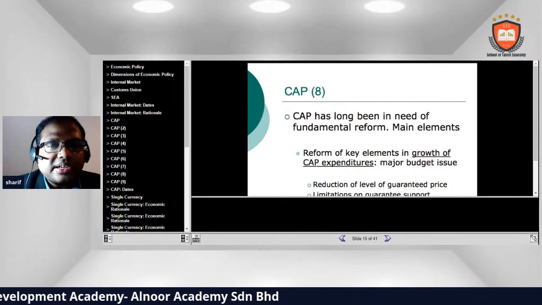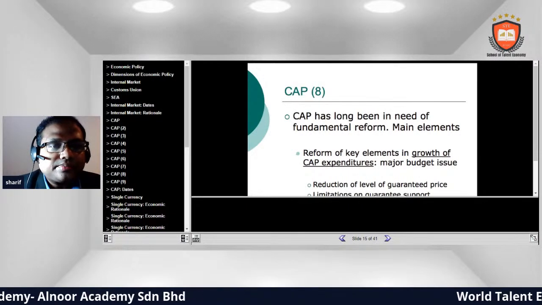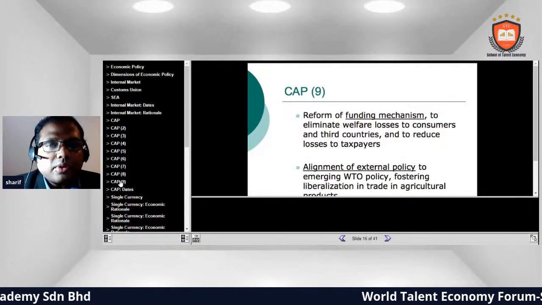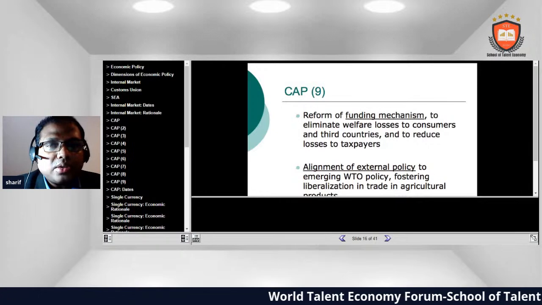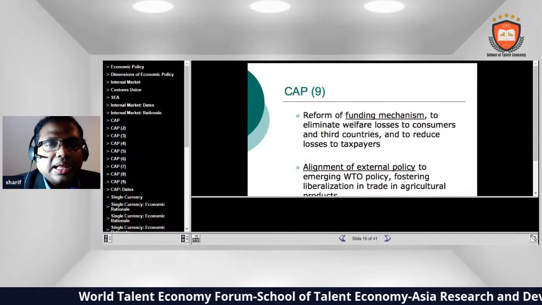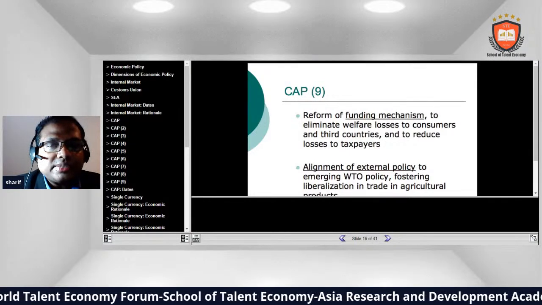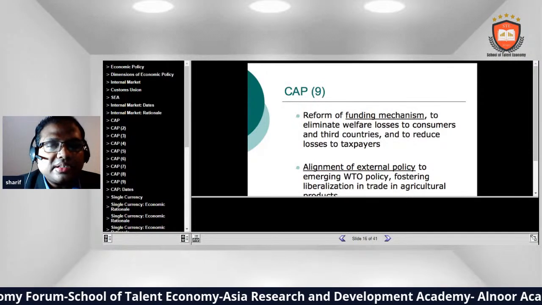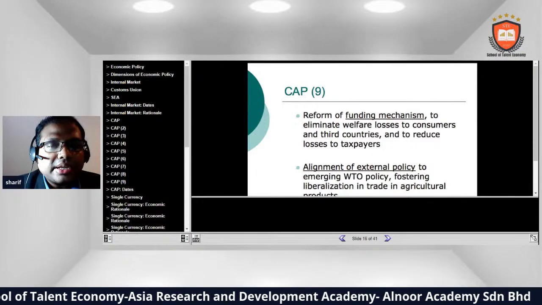The key elements are growth of CAP expenditure and reduction of the level of guaranteed price. CAP 9, reform of the funding mechanism to eliminate welfare losses to the consumer and reduce losses to the taxpayer, and alignment of the external policy to the emerging WTO policy, stressing liberalization in the trade in agricultural products.